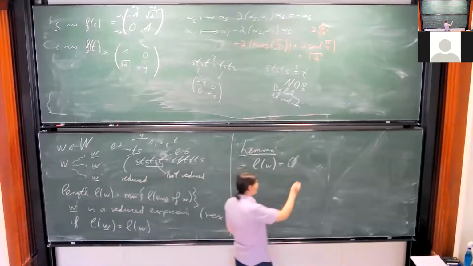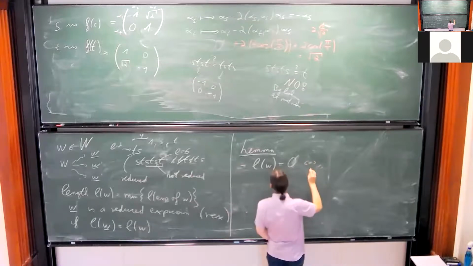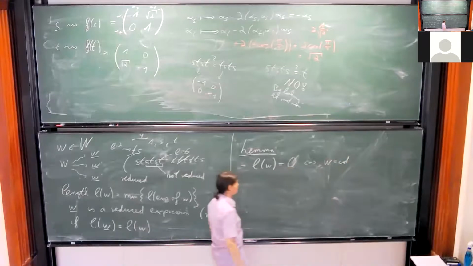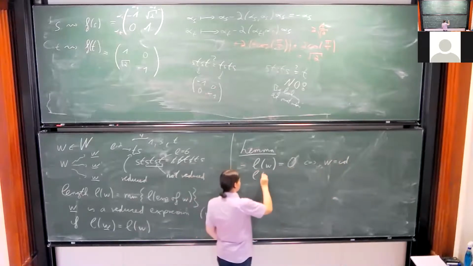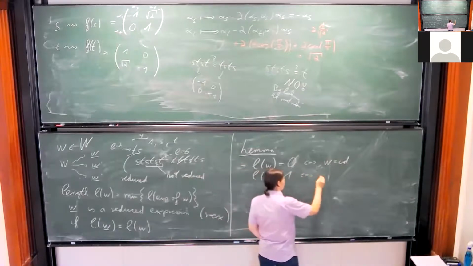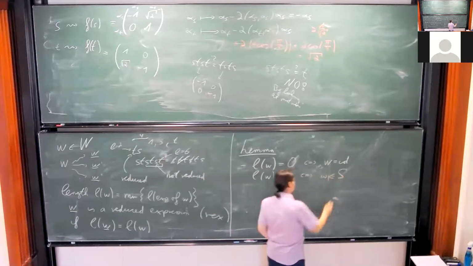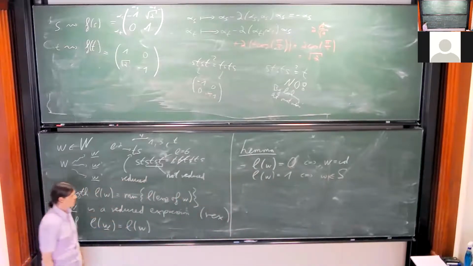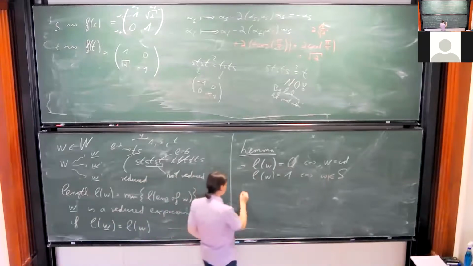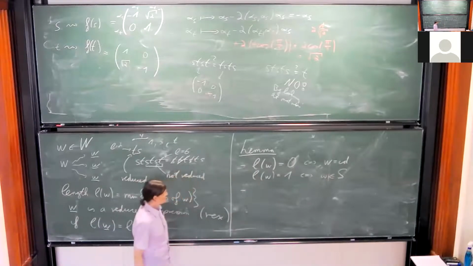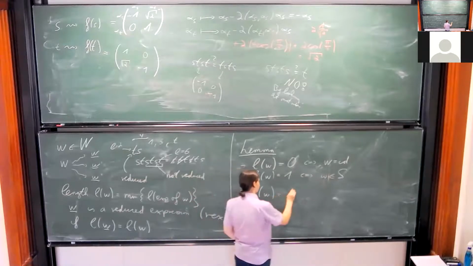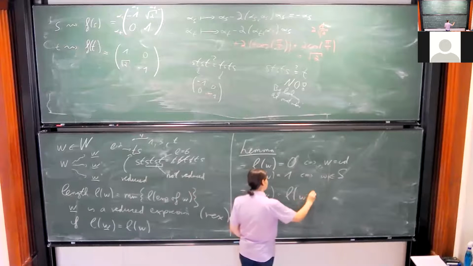And this happens if and only if W is the identity. And similarly, the length of W equals 1 if and only if W is in S. Those are the easy cases, and then it gets a little bit messy if you have bigger lengths. Basically, by definition, you will see that the length is invariant under taking inverses.